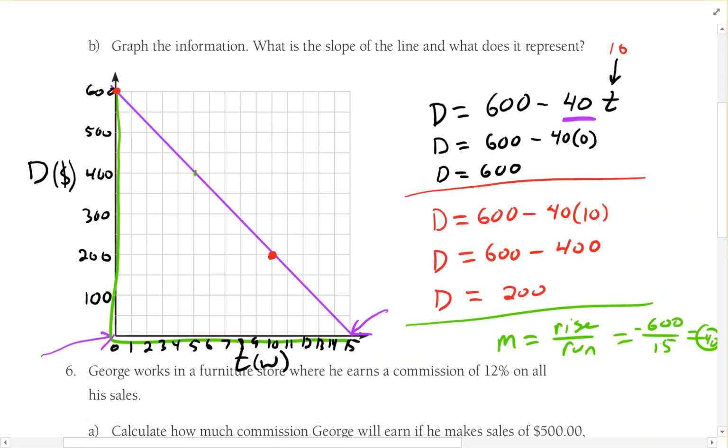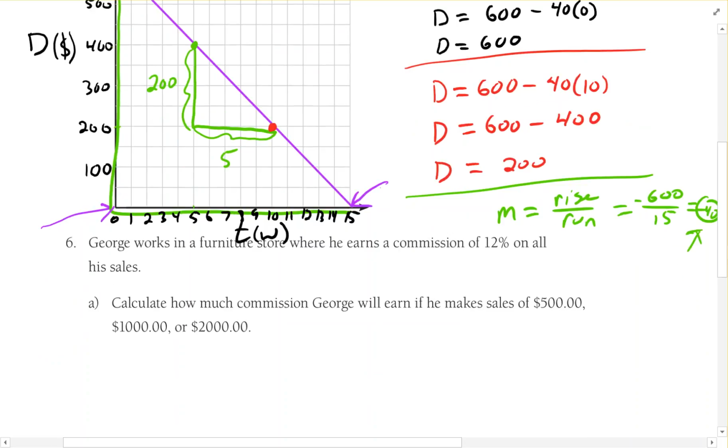And it wouldn't matter if I grabbed this point and went down to there. You should also get 40. No matter what triangle you take here, it would end up giving you the same slope. So if I looked at this side here, that's 200 to 400, and then the bottom, from 5 till 10, so this is 5. So 200 divided by 5, my rise over my run, that's still 40. So you should get the same slope no matter where you look at it. Okay.